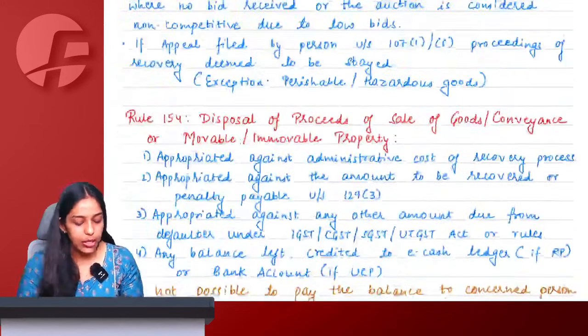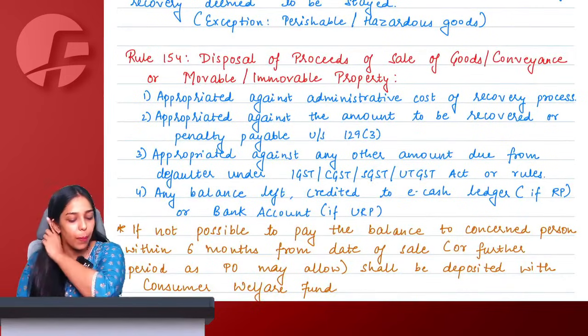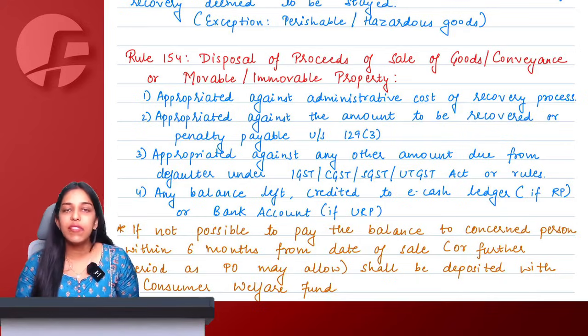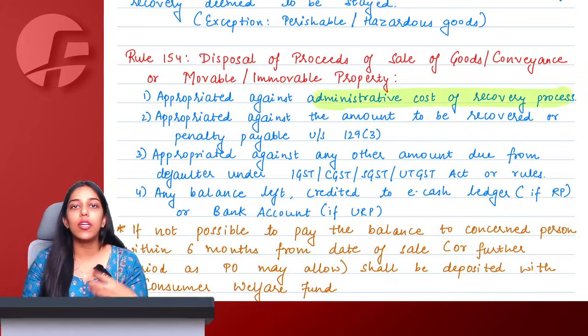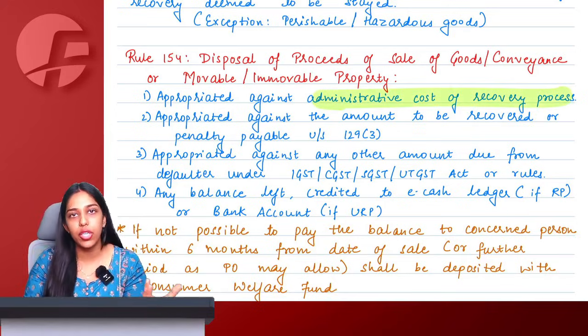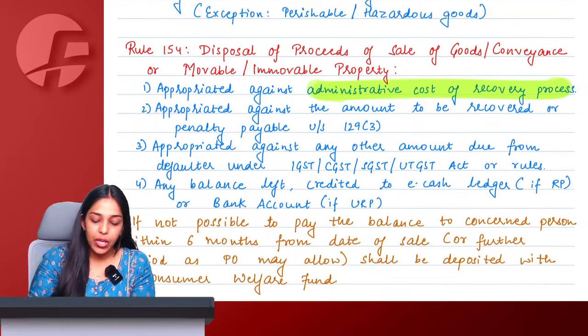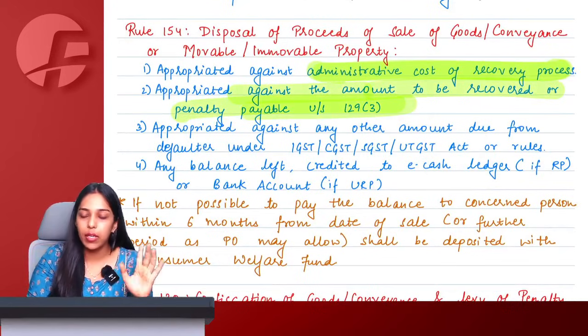Okay, ma'am. Then we say disposal of proceeds of sale of goods or movable property. Now we are saying, what if after the auction the officer has recovered the money? What will they do with the money? First of all, they will recover their cost. Whatever cost was involved to store the goods and to auction out the goods, all of those expenses will be paid off first, all the admin expenses. After that, the amount actually recoverable will be recovered under 129.